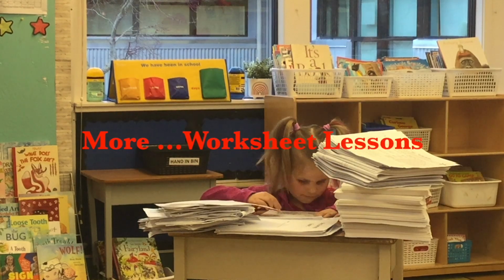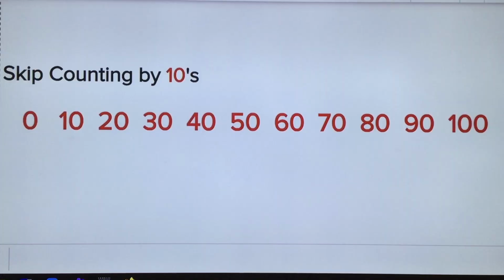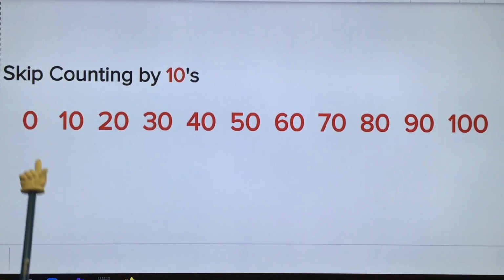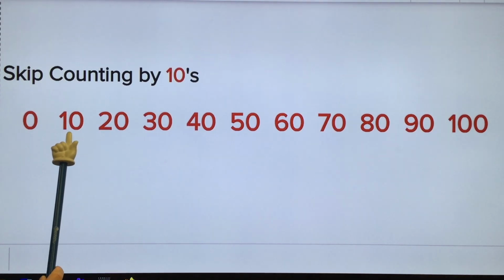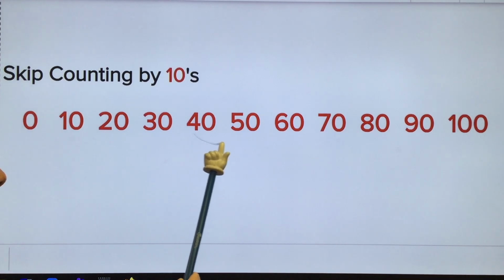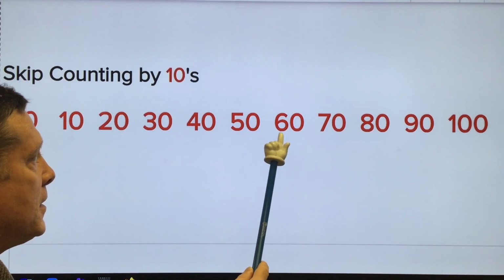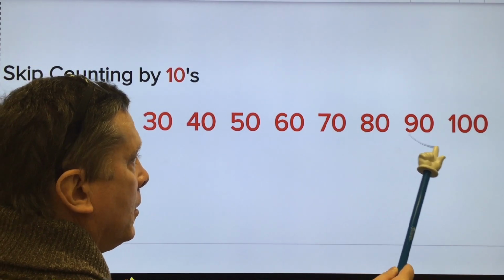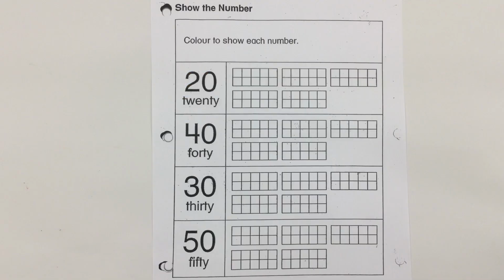More worksheet lessons. Let's look at skip counting by tens. 0, 10, 20, 30, 40, 50, 60, 70, 80, 90, 100. We're looking at skip counting by tens. This is page 3 of our worksheets on skip counting, and you can find this on our classroom website.